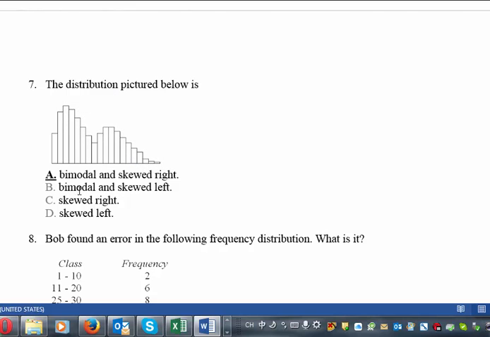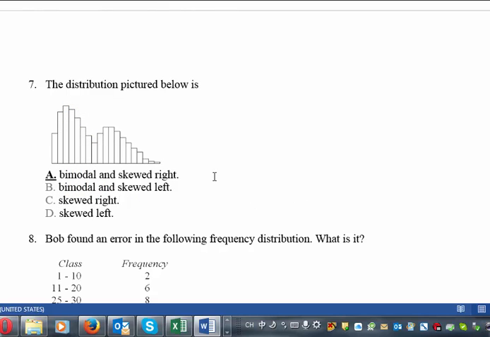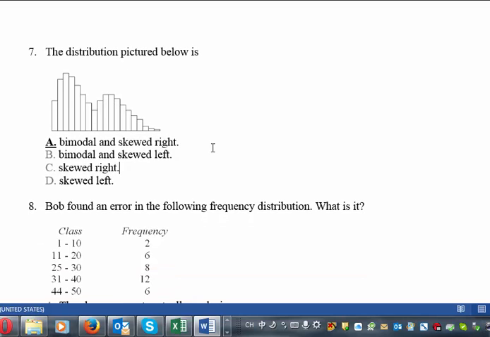B is wrong because it says bimodal, but it says skewed left, which is not the case. Skewed right is correct, but is not the best answer. And skewed left, of course, is wrong. So in our test, be careful. You choose the correct and best answer, and C is correct, but it's not the best. It's not telling anything about the mode. Okay.